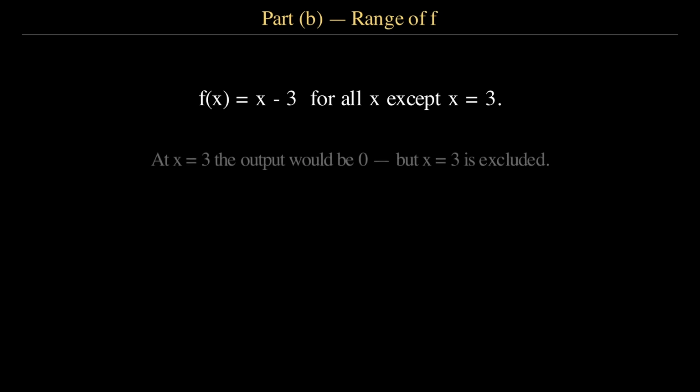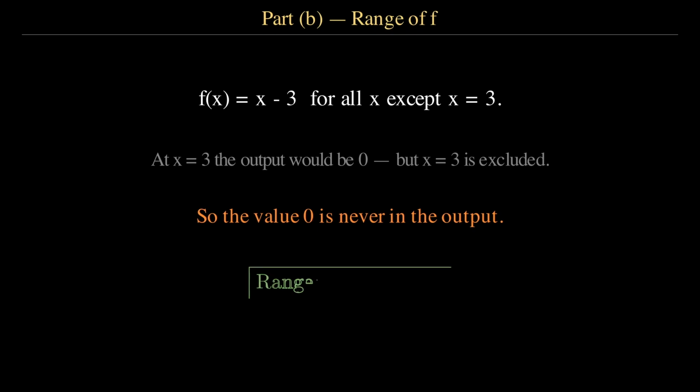Part B, the range. What y values can f actually produce? Since f equals x minus 3 for all valid x, it can output any real number except the value it would give at x equals 3. At x equals 3, the output would be 0. But since x equals 3 is excluded, 0 is never in the output. Therefore, the range of f is all real numbers except 0.